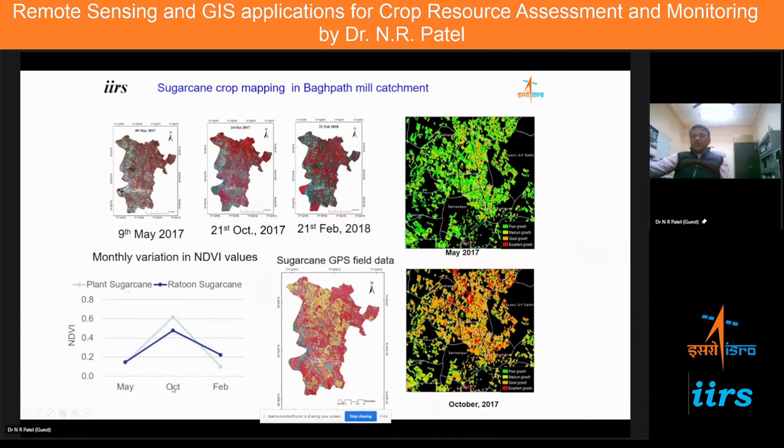Here you can see, particularly in the October image, it is very much possible to classify both plant and ratoon sugarcane crop, because ratoon sugarcane you will find almost at the harvesting stage. It is harvested, but plant sugarcane will go up to even February. Here you can see this is planted. It is harvested in February, and here you see growth is higher, but here growth is very less and it is also harvested a little later, but this one is harvested first.